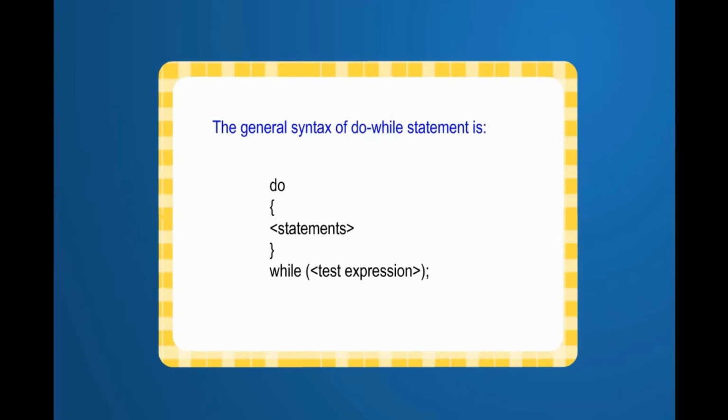Whereas in a do while loop, as the test expression appears at the end of the looping block, the statements are executed at least one time even if the test expression is false in the beginning. That's why it is also called an exit controlled loop.